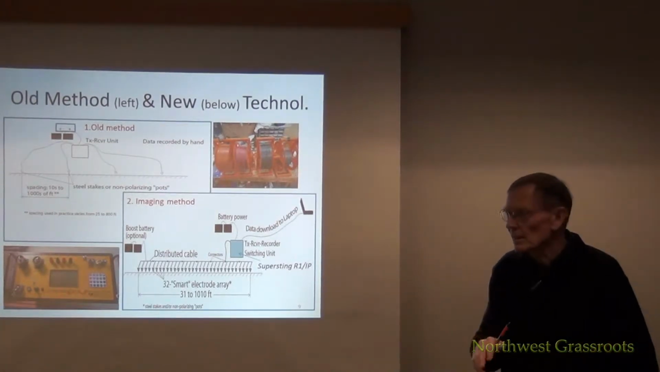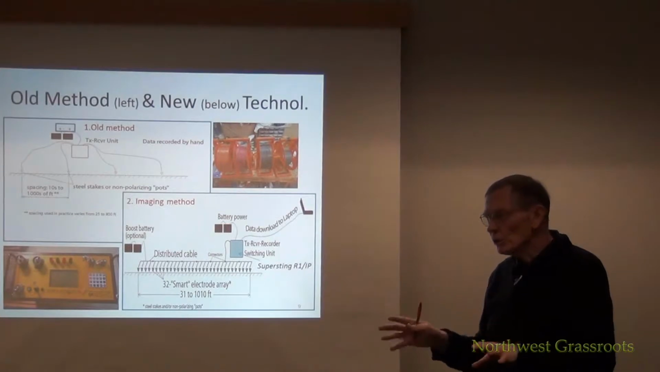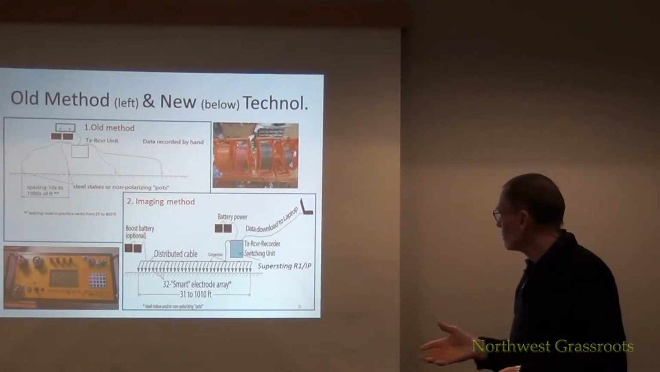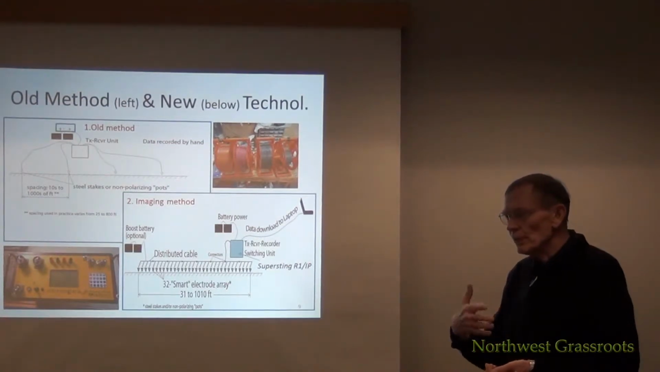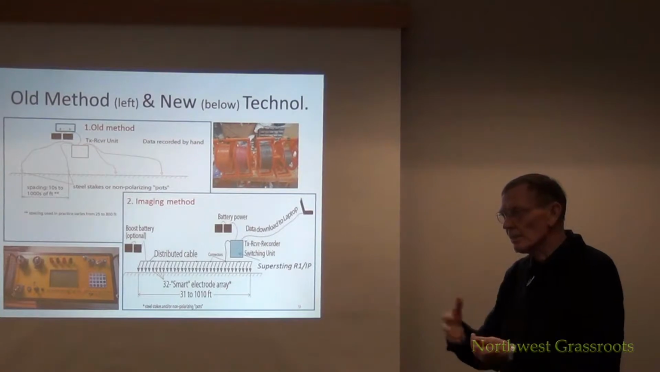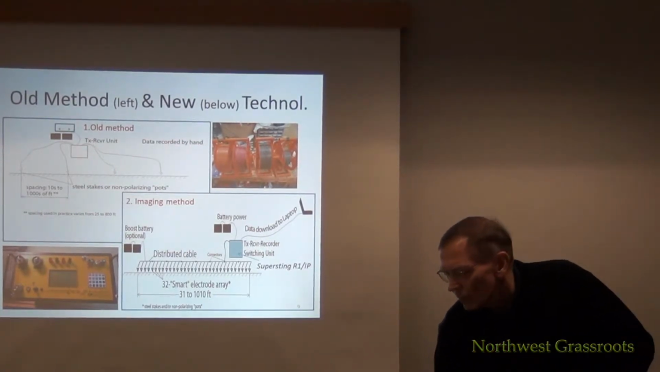So it chooses which of the 4 electrodes to use, 2 transmitters and 2 receivers. And then it transmits the power, records the reading, and then goes to the next. And it takes about 9 seconds to do a reading and then advance to the next one.